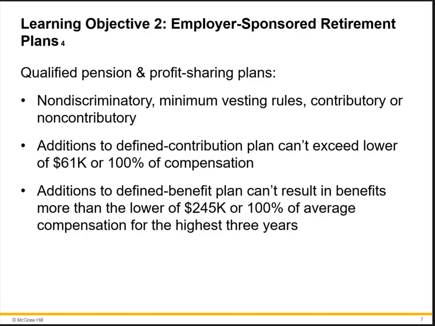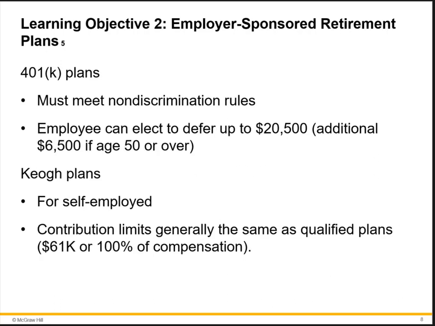All right. On the other hand, if it's a defined benefit plan, we don't care about how much you put in right now. We want how much you're trying to provide as far as a benefit later, and the most that you can provide in benefits is $245,000 or 100% of the average compensation for the highest 3 years. Okay, and that's the lesser of those two. Again, that's going to be rare, so you're seldom going to run into that. Far more likely to have defined contribution plan limits.